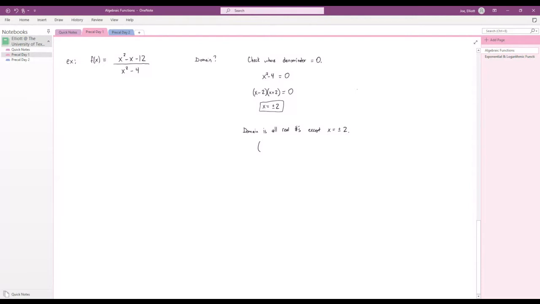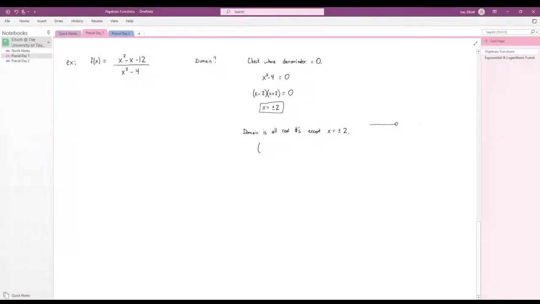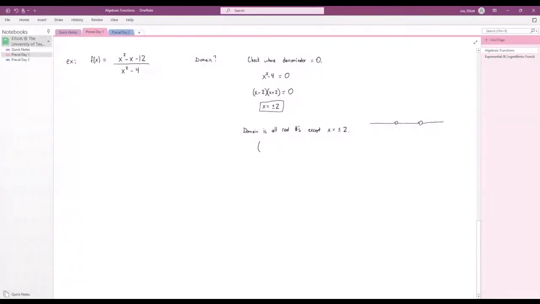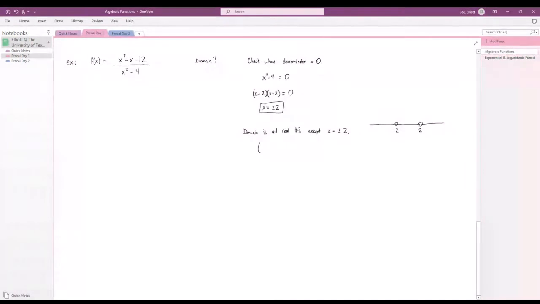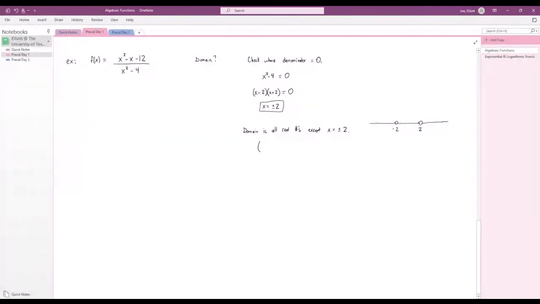So I guess that's kind of funny if you think about it. But the usual strategy for finding the domain of a function is actually to find where it's not defined, and then remove those points from the real line to get the domain. So here's a visual representation of what the domain would be: everything except x is plus or minus 2.